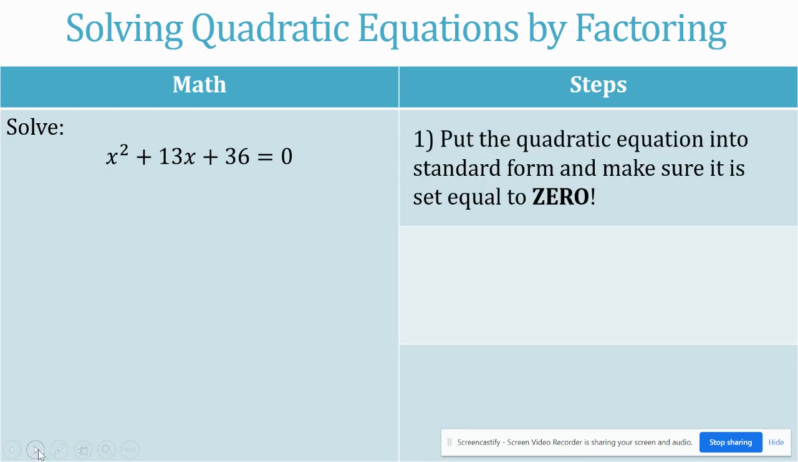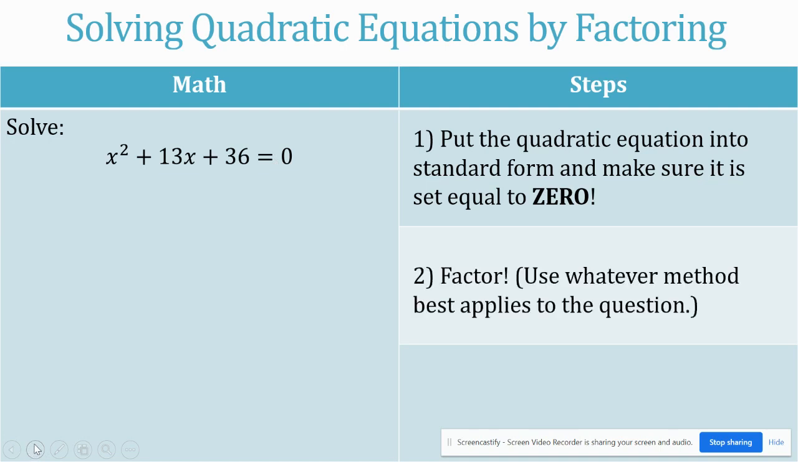Okay, so the first step is to put the quadratic equation into standard form. Standard form meaning from highest exponent to lowest. So this is in standard form. And we have to make sure it's set equal to 0. It cannot be set equal to anything else. If that is the case, we'll have to move things around. We'll see an example like that after this slide. But it has to be set equal to 0 before you can start solving.